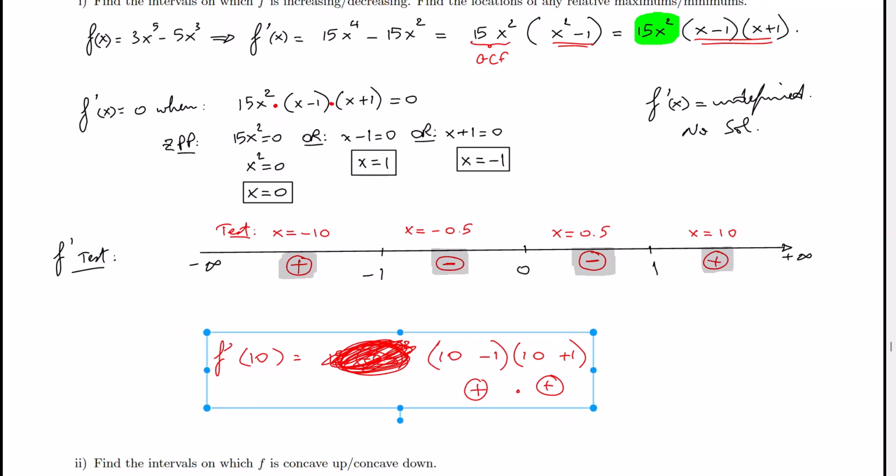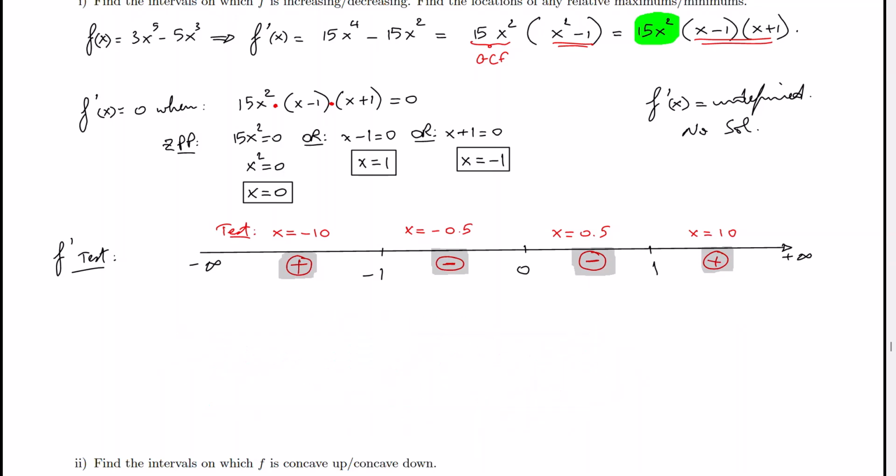So remember, this testing can be done with a calculator. You don't have to do it by hand always, and you don't have to show it to me. So you can erase it at the end or just do it on a calculator.